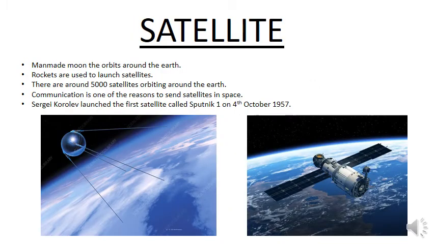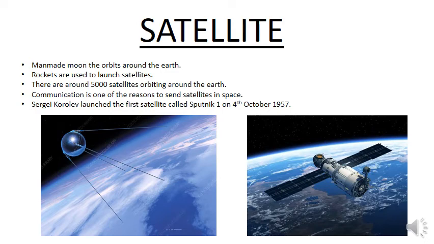Later, there was the invention of the satellite. Do you know what is a satellite? A satellite is a man-made moon that orbits around the Earth. Rockets are used to launch these satellites into space. Today, there are about 5,000 artificial satellites around the Earth. Artificial satellites are sent in space for several reasons. One of them is communication.